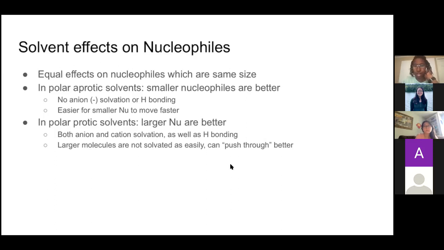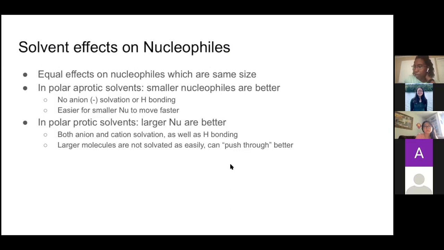Oftentimes, the nucleophiles that are used in these types of problems are halogens because it's very easy to compare them size-wise since they're just one atom and they're all on the periodic table. So if you had nucleophiles that were the same size, the solvent would have equal effects on them. However, it would be kind of boring to give somebody a problem where all the nucleophiles were the same size. So let's consider some examples where you have nucleophiles that are different sizes, specifically the halogens.